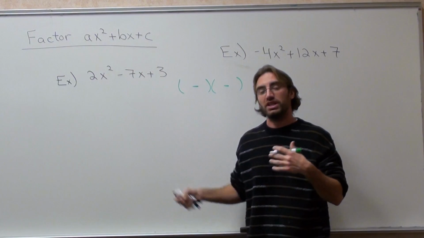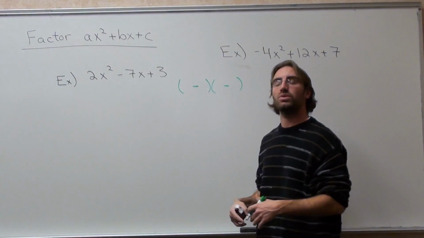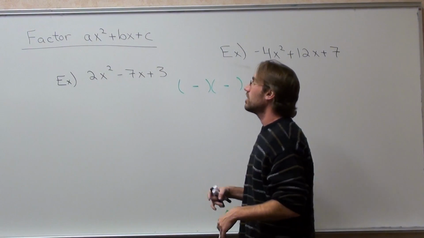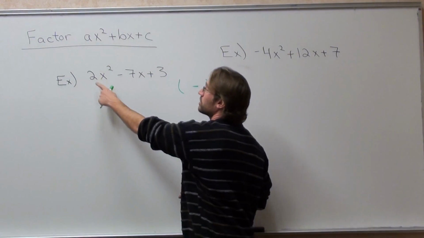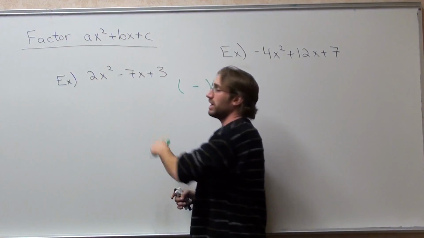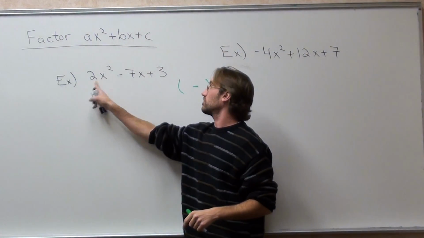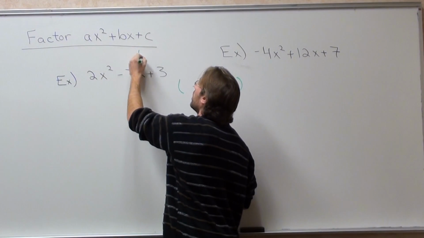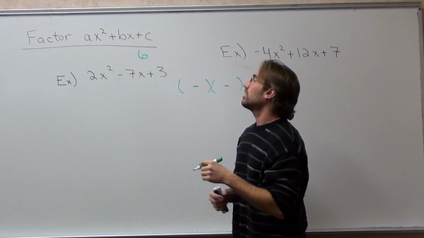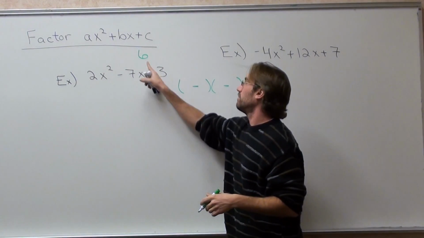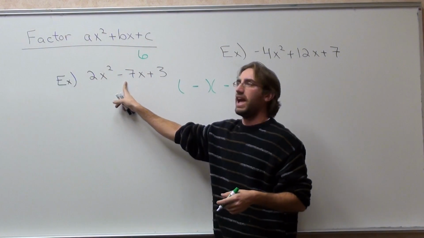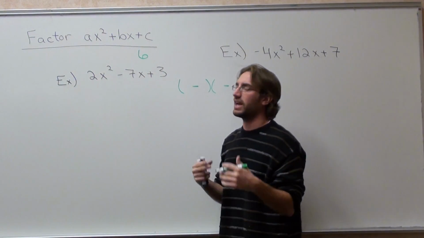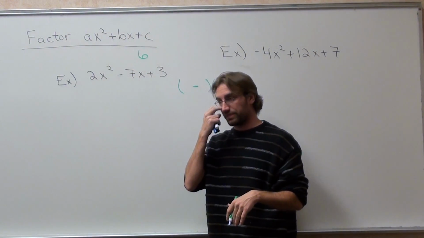And this one's actually a pretty easy problem, but it even works with more difficult ones, just as long as you end up taking out the GCF, the greatest common factor. So here's what you do. You take the first term and you multiply it by the last term. You take 2 times 3, and then what that gives you is a 6. So I've got to come up with two numbers that multiply to be 6, but add to be negative 7. So they got to multiply to be 6, and they got to add to be negative 7.